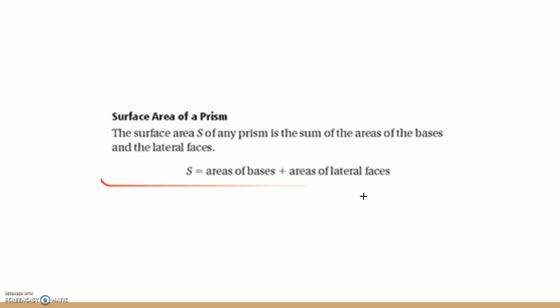Now, this is going to be a general idea, or a key idea you could say. This is going to be the surface area of any type of prism. Any type of prism will always have a base and an area of a lateral face. So to find the surface area of any prism, it's just going to be the areas of the bases plus the areas of the lateral faces.